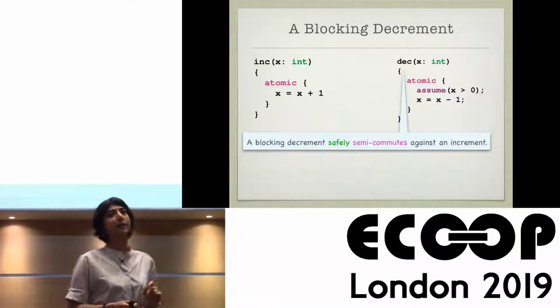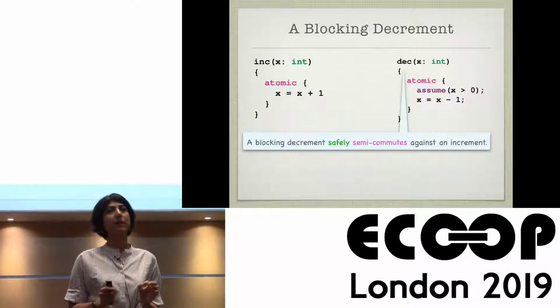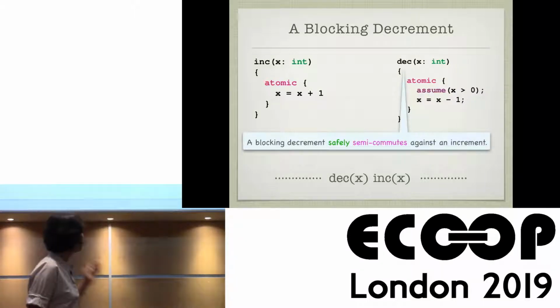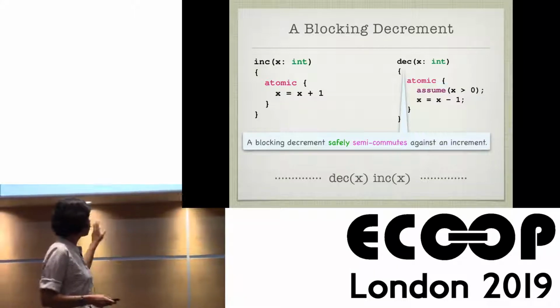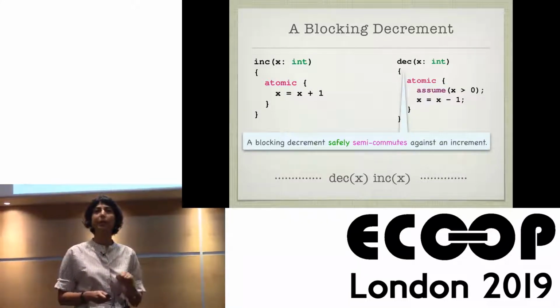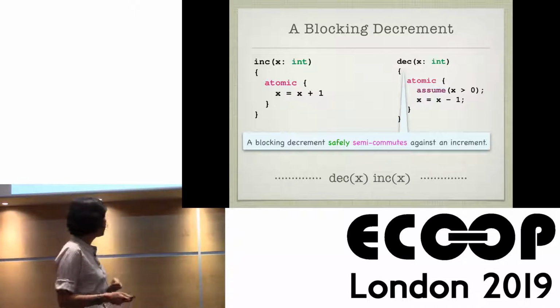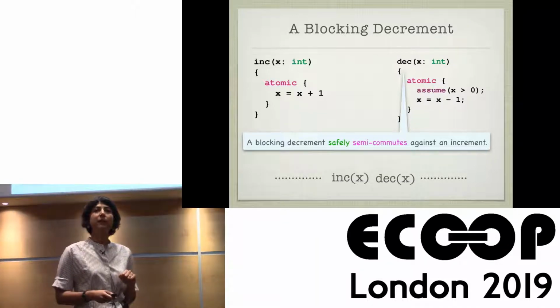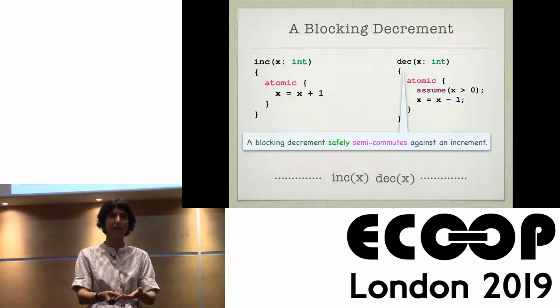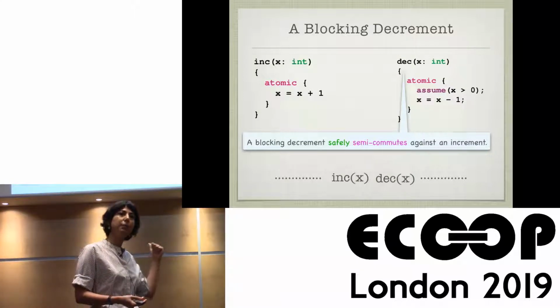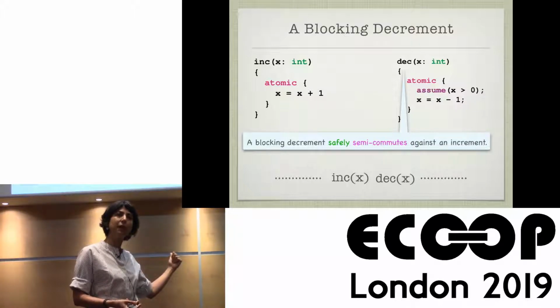The blocking decrement, if you think about it for a second, semi-commutes against the increment. What do I mean by this? If I have a run, where the dots are the parts that I don't care about, a program trace, in which the decrement and the increment happen to be next to each other in this order, I know I can swap the orders. And the only thing that will happen is the set of reachable states at the end of this trace can only remain the same or increase, which means that if I prove this trace infeasible, I can deduce that the original was also infeasible.